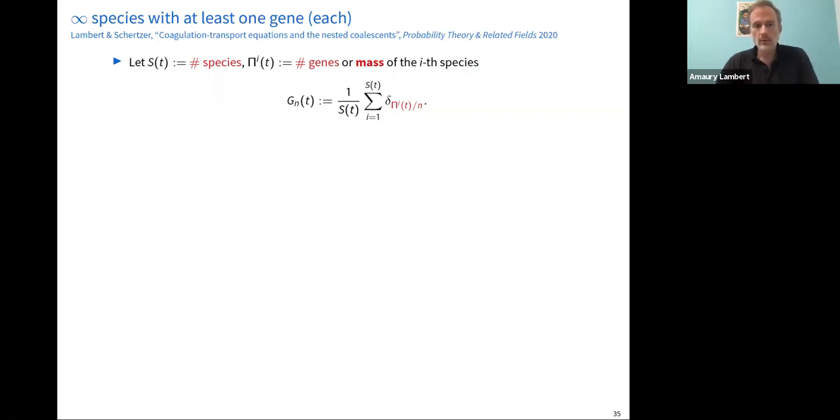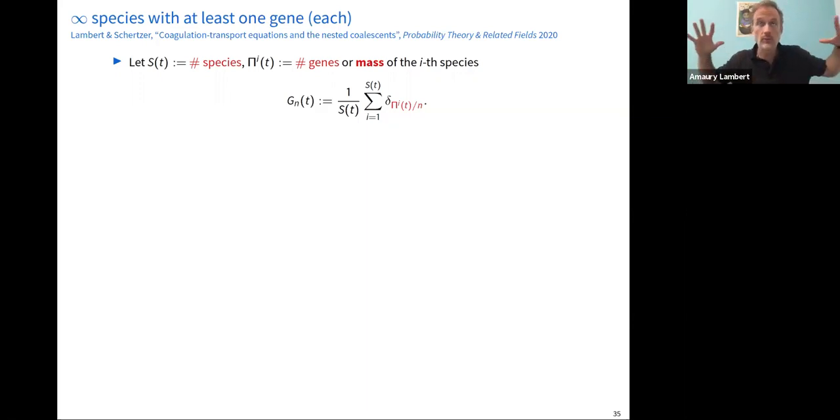So you assume that S of t is the total number of species. It's just a Kingman coalescence. It's a pure death process. You let pi i of t be the number of genes, which we call the mass of the ith species, and Gn of t is the empirical measure of these masses.